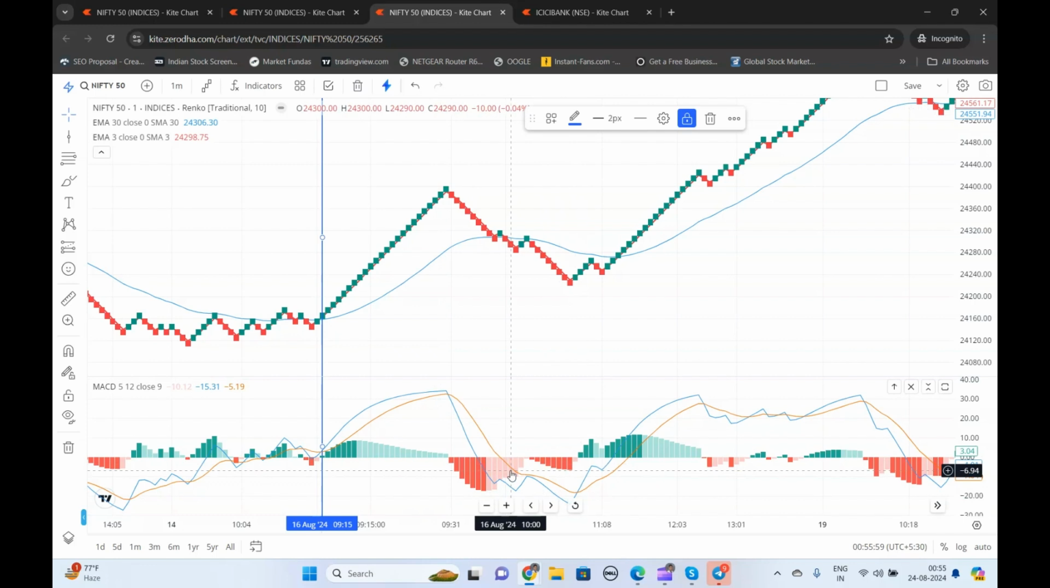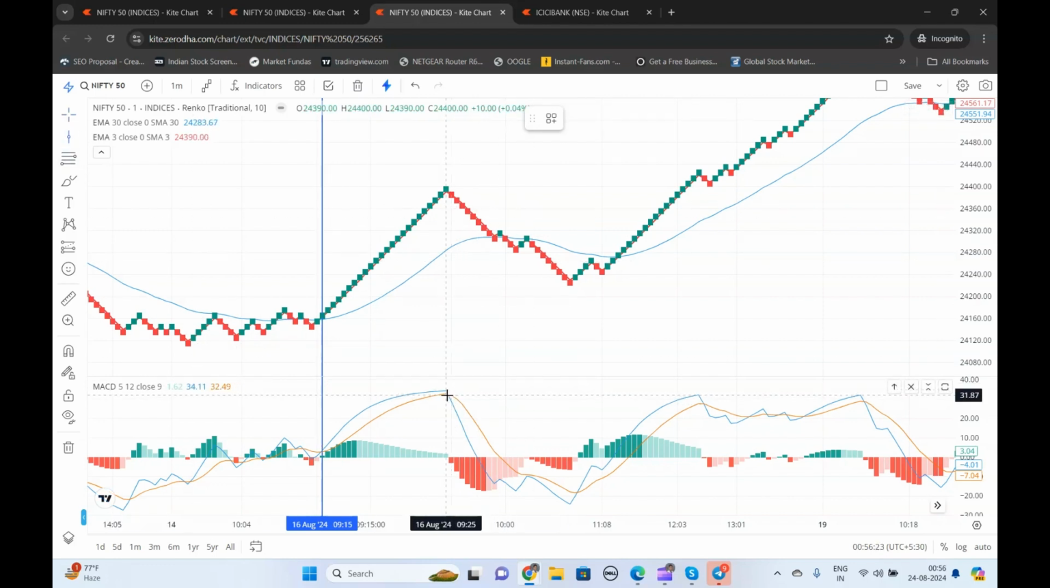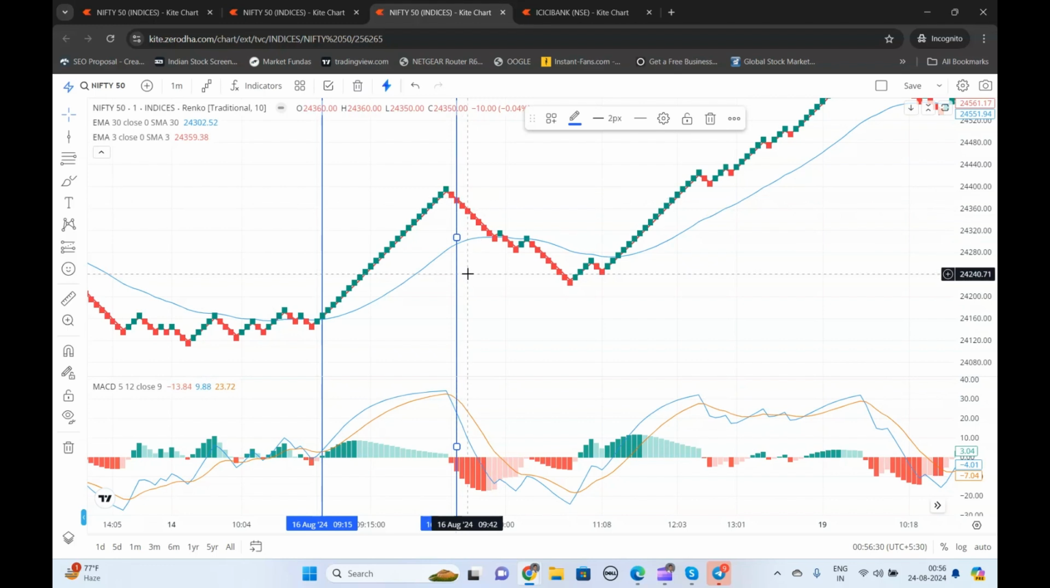When you have to go short, you go when the red line crosses the blue line from the bottom, or overtakes it. Simple as that. Even if it's crossing here, for further confirmation you can wait. Actually, you have to go from here, but I would say wait for two candles. On the second candle, you can go. Okay.